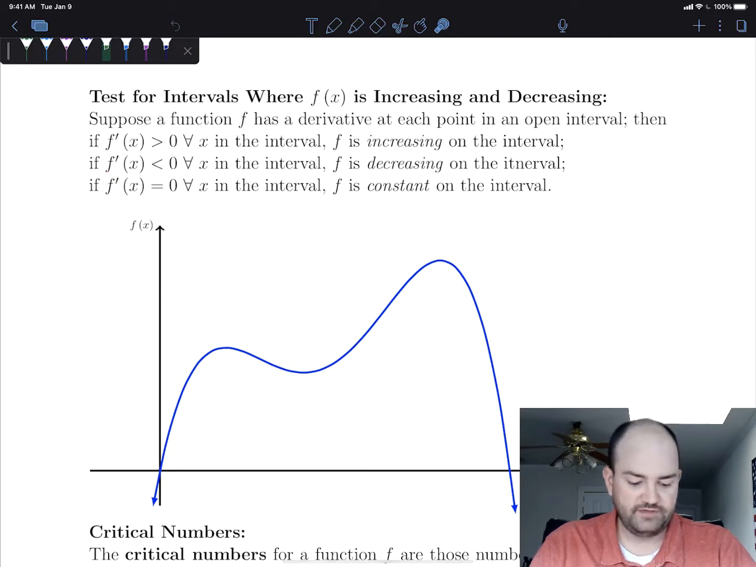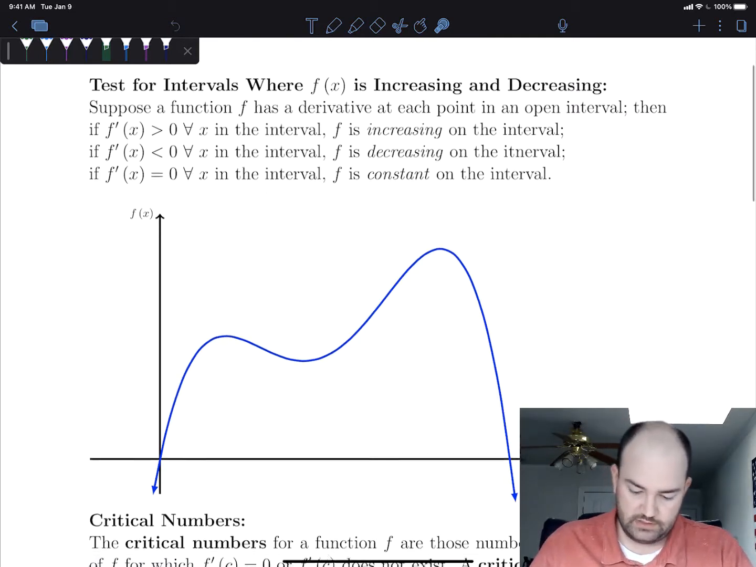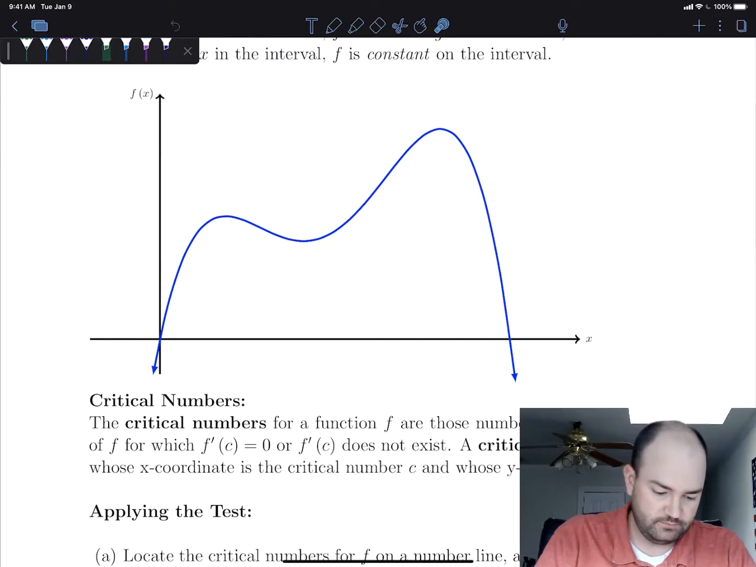and if f prime of x is equal to 0 for all x in the interval, then f is constant on that interval. Okay, so here's the thing. We really want to look at where the derivative is greater than 0 to show where the function is increasing, and where it's less than 0 to show where it's decreasing. And therefore, if it's 0, it's flat, which means that it is constant in that region. Now, this is a nice little representation of this.